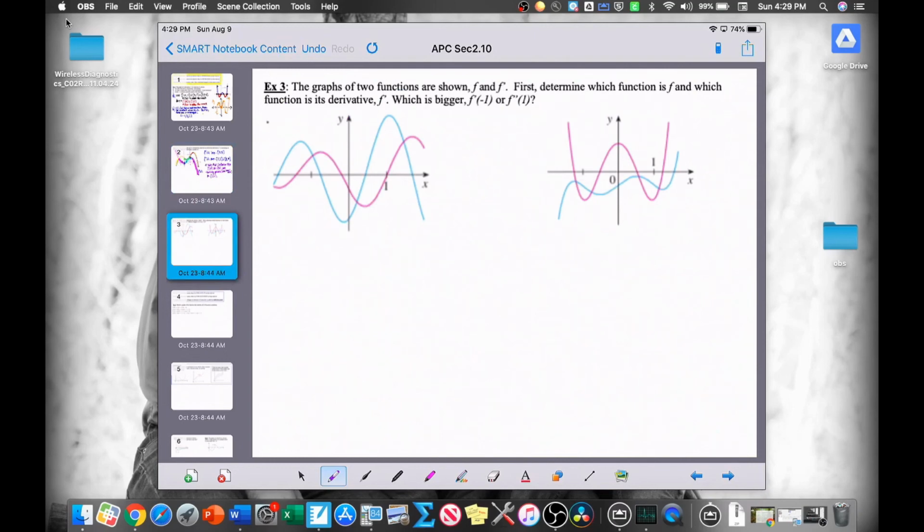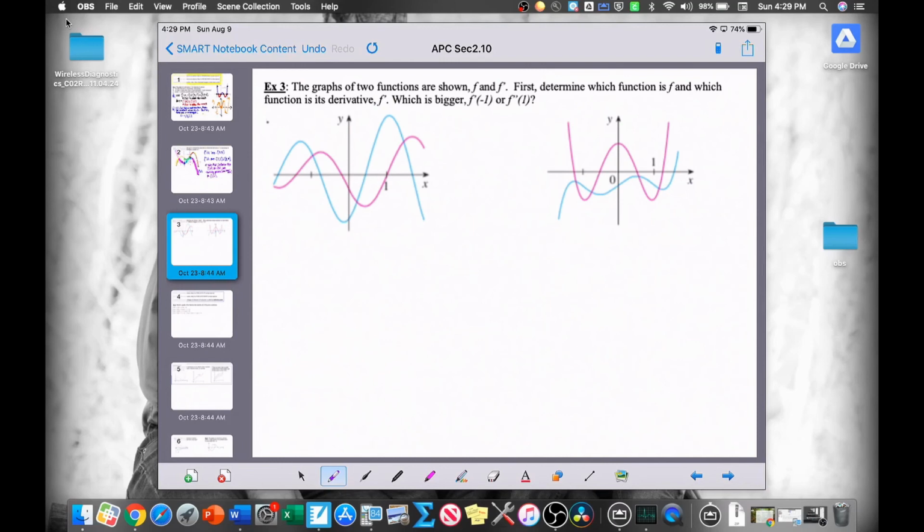In example 3, they've given us graphs of two functions, f of x and f prime of x, but they don't tell us which is which. So our job is to determine which function is f and which function is its derivative f prime. And then after we figure that out, they're asking us which value is bigger, f prime of -1 or f prime prime, so second derivative of +1. So we'll do that after we figure out which graph is which.